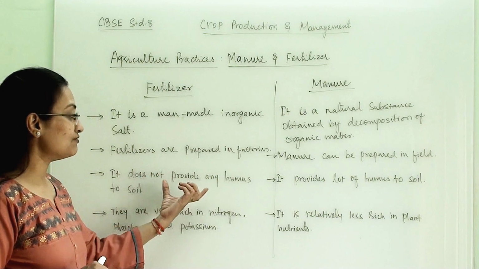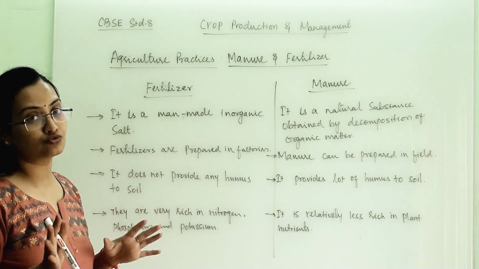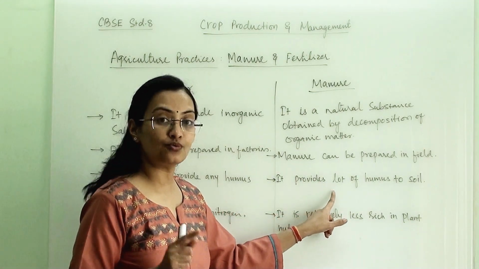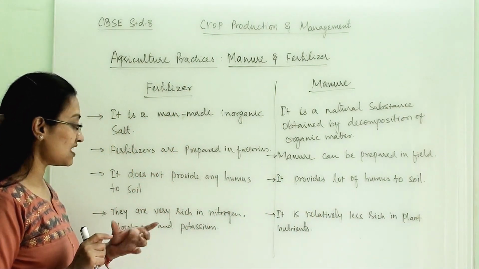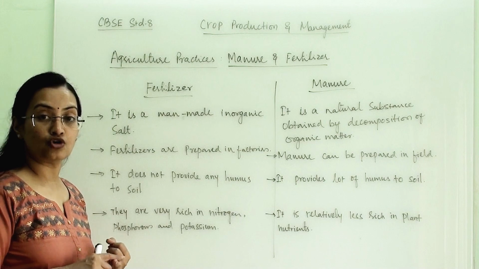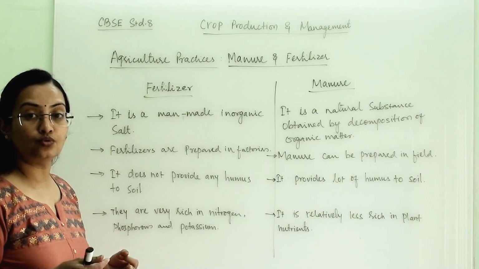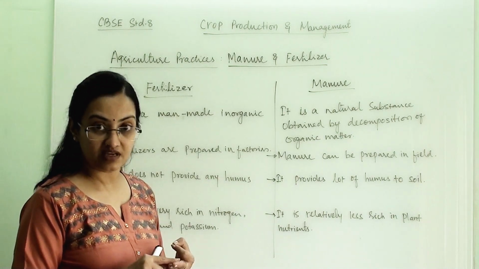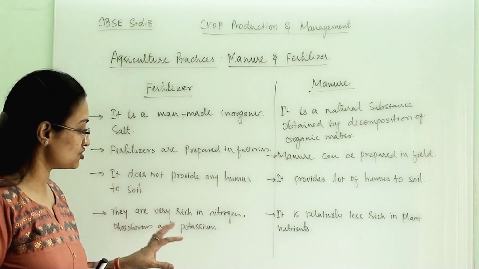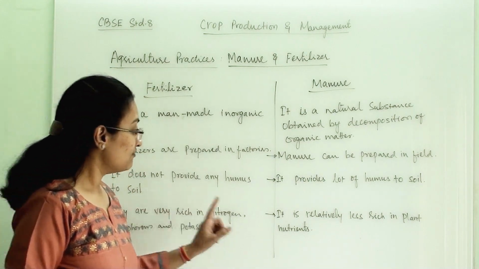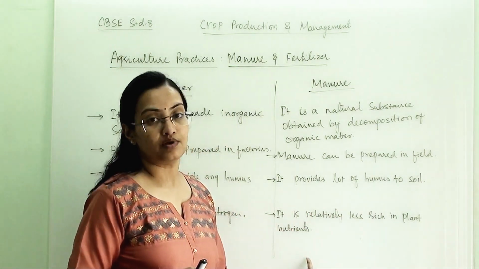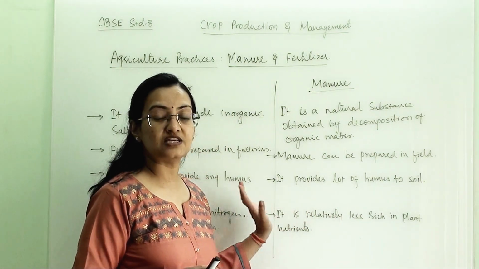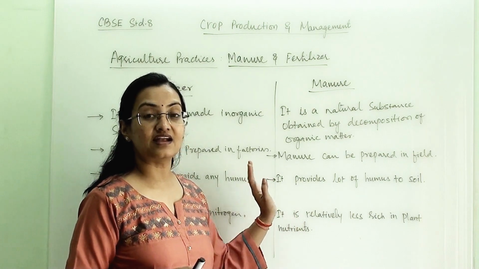Fertilizer will not provide any humus to the soil, whereas manure will provide a lot of humus to the soil. Fertilizers are very rich in nitrogen, phosphate and potassium. As we know, one of the fertilizers is NPK fertilizer, and it is rich in all these nutrients. Whereas manure is relatively less rich in plant nutrients. So this is the basic difference between fertilizer and manure.